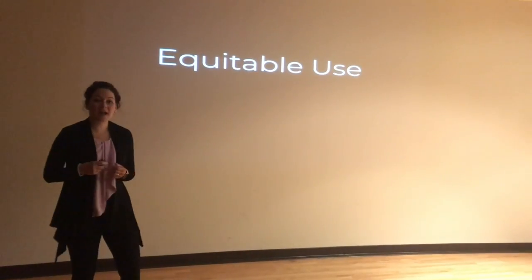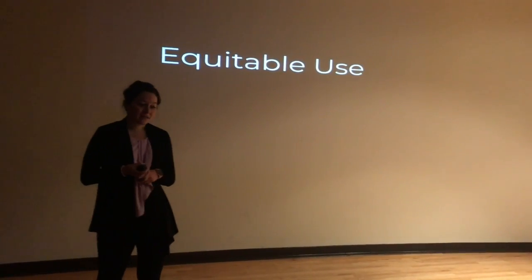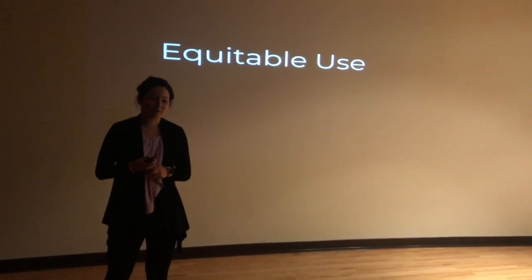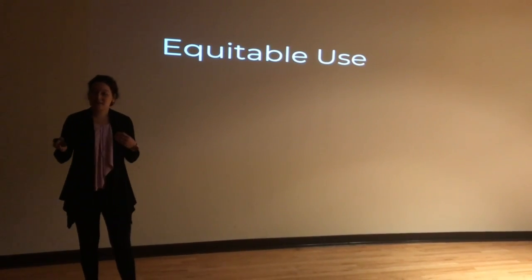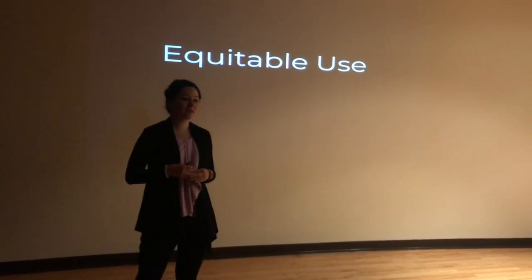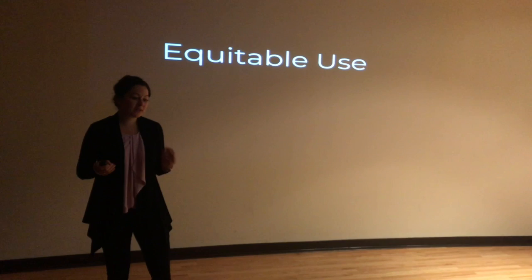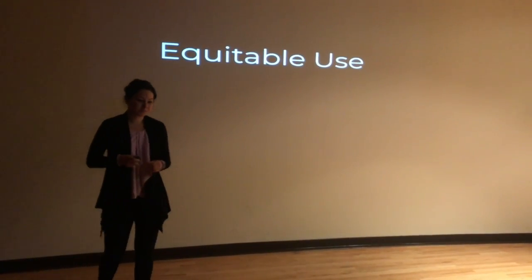The first is equitable use. So what is equitable use? That means that the design is useful and marketable to people with all diverse abilities. It avoids segregating or stigmatizing users, and the design is appealing to all users. So an example would be power doors, such as walking into a supermarket.